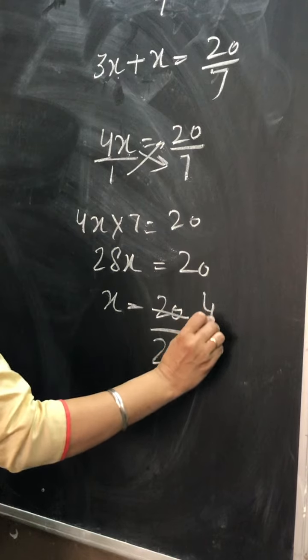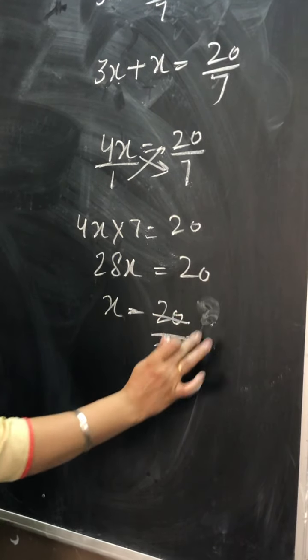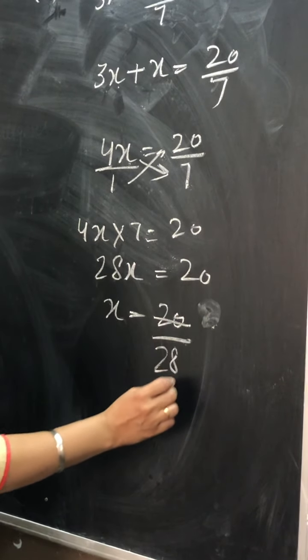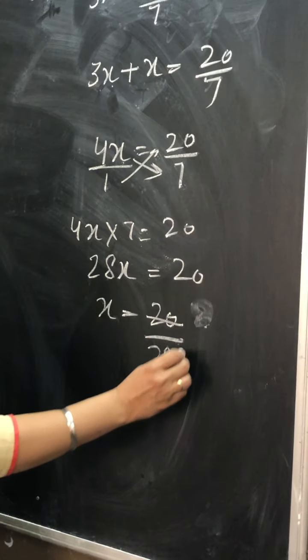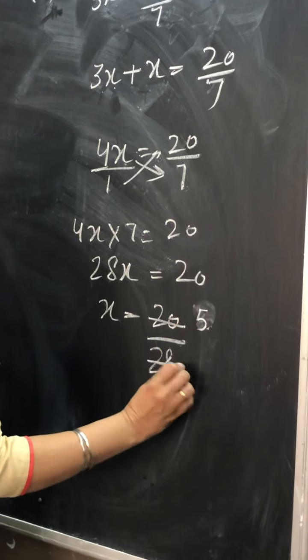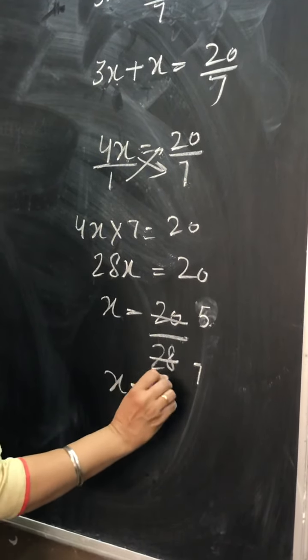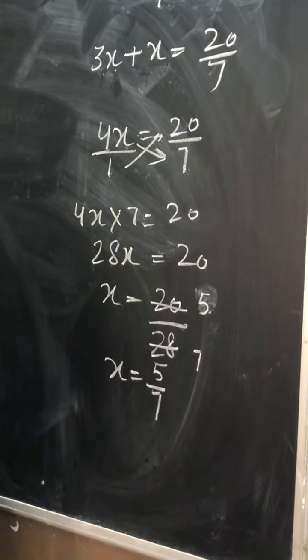Now 5 4s are 20. Sorry, it will go to the table of 4s. 4 5s are 20 and 4 7s are 28. Now here x is 5 by 7.